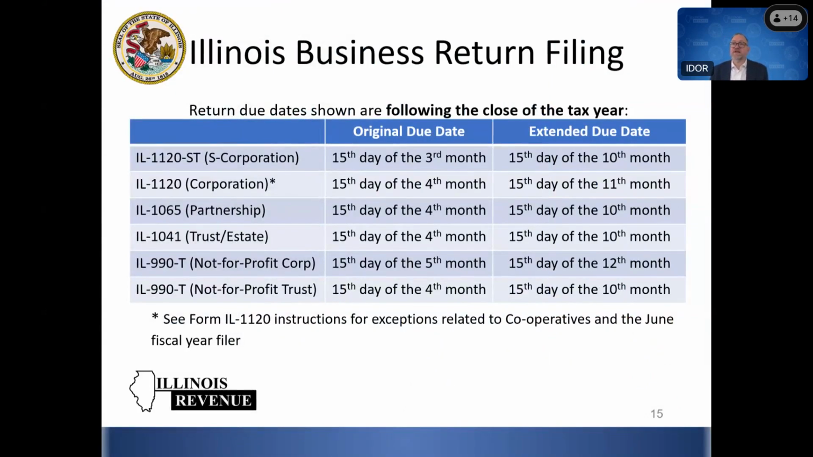Let's begin by looking at the requirements for each filing type of the business income tax return. As you can see from the chart here, each return type has an original return due date and an automatic extended due date. Please see the form instructions for specifics about the due date of the return as well as special cases. Some of those special cases include cooperatives and corporations that file a fiscal June tax year.